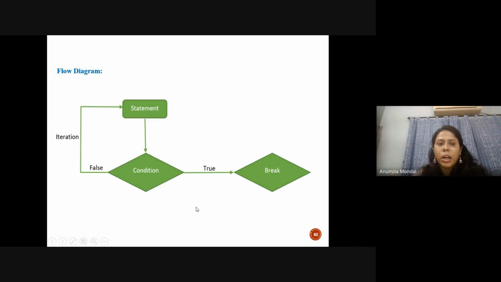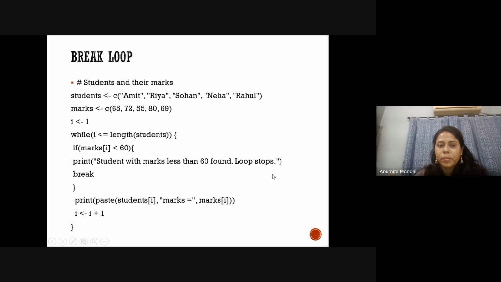This is the diagram. This diagram is the same as the previous one. First we write the statement, then go to the condition and check the condition. If it's satisfied, then go for the iteration, and if false, again go for the statement, and if it's true, then it breaks.